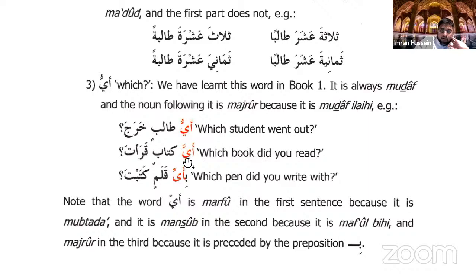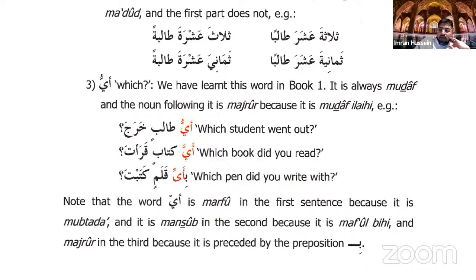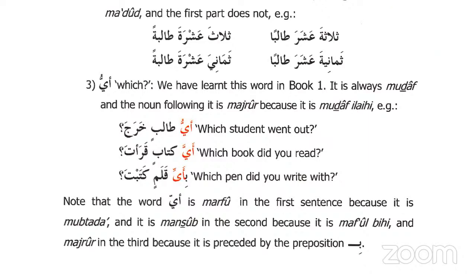Now, over here, Sister Sharbano, ayya kitabin qara'ta. Now can we see the difference? Here it was ayyu, here it is ayya. Why is this not coming ayyu? Why is it coming ayya? Because kitab is becoming the object, right? And the fa'il is attached to the verb qara'a.